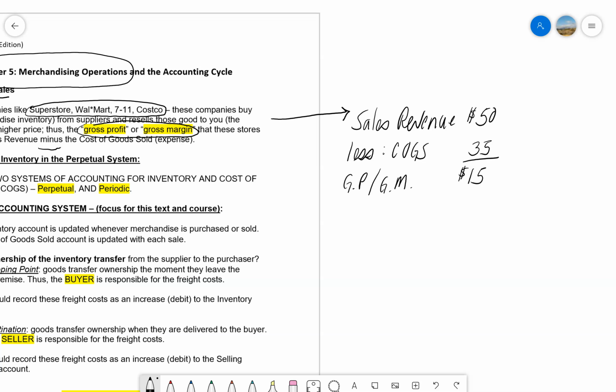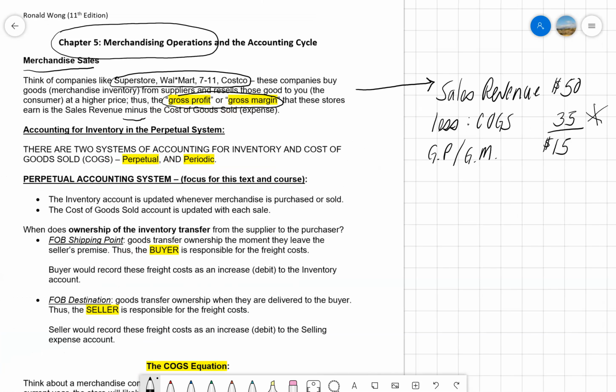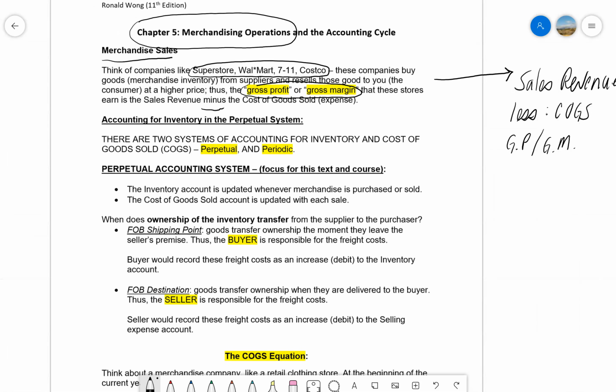Now, this cost of goods sold is going to be a new expense item on our income statement. So that's a little bit about how merchandising operations differ from service-oriented operations. They buy inventory, and then when they resell that inventory, they expense that amount as cost of goods sold.